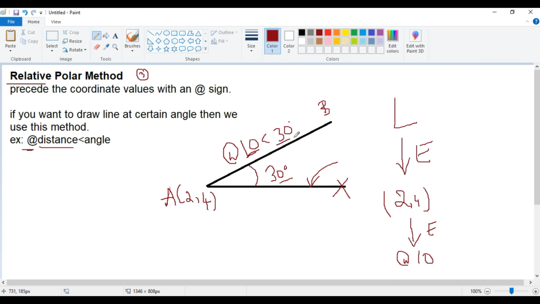Again I need some angle, right? So I need to provide the less than symbol. I need to write 30 degree if I want a 30 degree line. So it is going to provide me a 30 degree line, of length 10. This will become your 10 units of line at a 30 degree angle. So I will show it in AutoCAD.